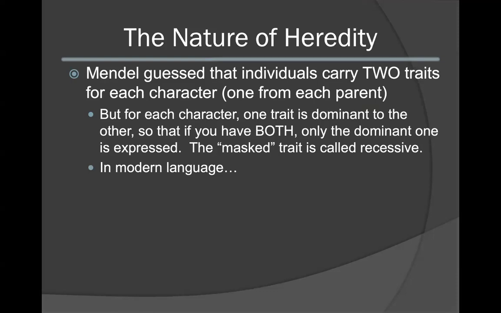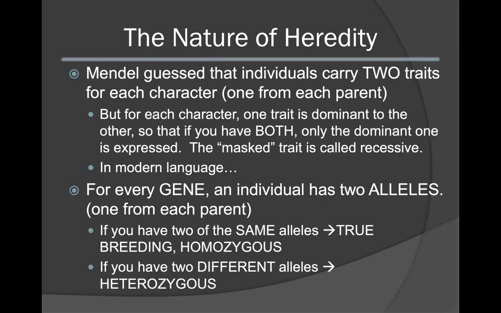Mendel's work was pivotal in understanding that individuals can carry 2 traits for each character, and he also determined that these traits were determined by the parental generation. He also determined that for each character, one trait would be considered dominant to the other, so that even if you have both, only the dominant one is expressed while the masked trait is hidden. We term this recessive. So what does that mean in modern day language?